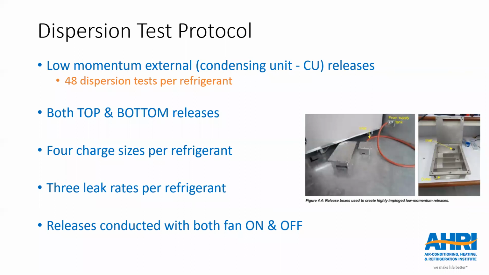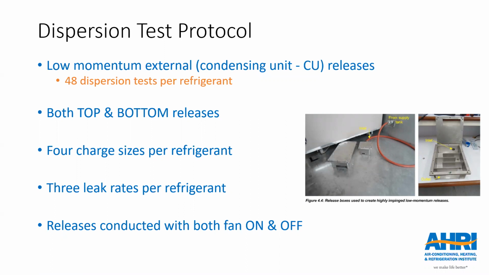So this is the dispersion test protocol. In both the NFPA study and in the RD9013 study, 48 dispersion tests were performed for each refrigerant. And these were low momentum external releases, basically simulating a leak from the condensing unit out into the space, as opposed to a leak inside the refrigerated cabinet.